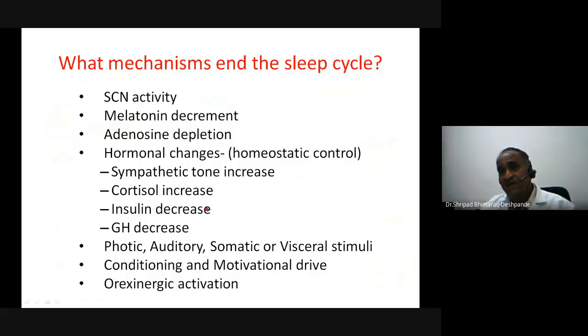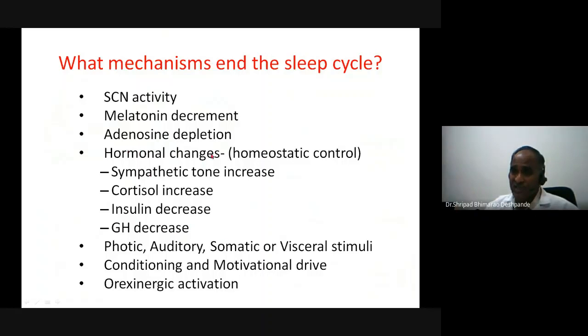The cortisol increases, the insulin decreases. So they would activate the orexinergic nerves. They will try to look for food; the person may awake, or if you are thinking about an animal, there is a sort of feeding behavior. In the other sense, the glucose level is also decreasing, and to increase the glucose level, we have this cortisol activity going on. Growth hormones also decrease.